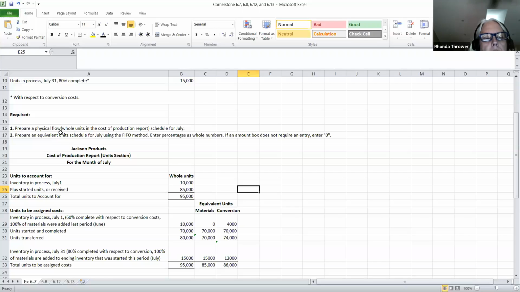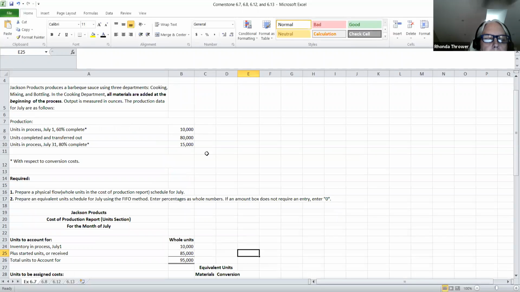So we want to do a physical flow schedule, which is a whole unit schedule here. And what I've done is I've just put it in the form of a column here for your whole units. And this is how we started the cost of production report in ACC 121. And so again, this should be a review to you. So we're going to start with our beginning inventory units. Our whole units of beginning inventory were given to us. That's the 10,000 that we got up here. We just plug that in right there.